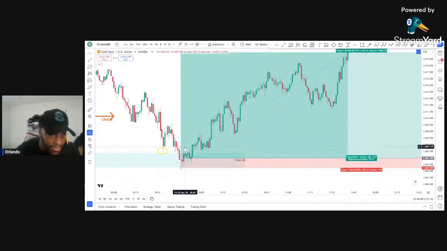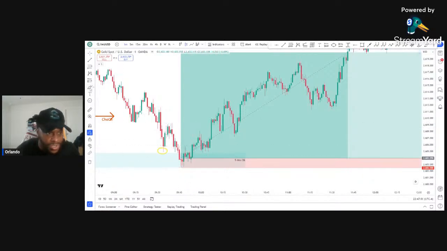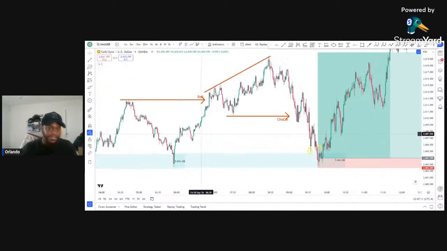So the market came off of a redistribution, smacked and respected a demand zone on a lower time frame, and then did what? Accumulated, reaccumulated, caused a bullish breaker structure right here. And now the M1 is bullish. The M1 is now bullish.